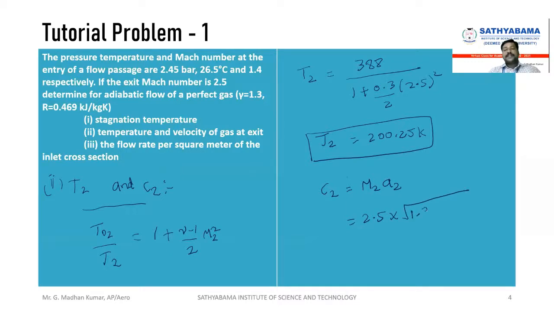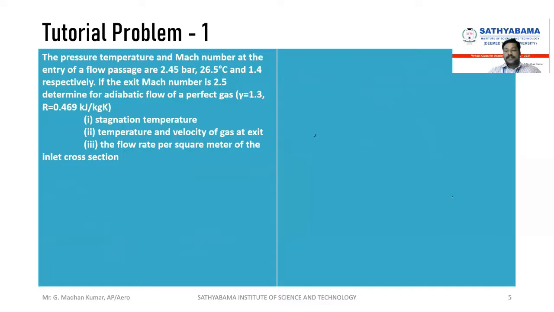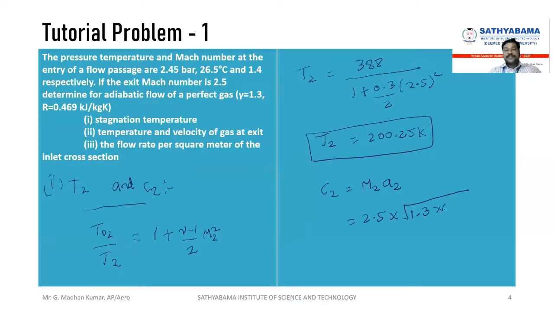So your gamma here is 1.3, right? And then your R is said to be 469. Okay, you have to substitute 469 into 1000, since the unit is in kilojoule per kilogram Kelvin, you have to convert it to joule per kilogram Kelvin, right? So multiplied by T2. What is T2? 200 point 25, right? Now estimate the value of C2.